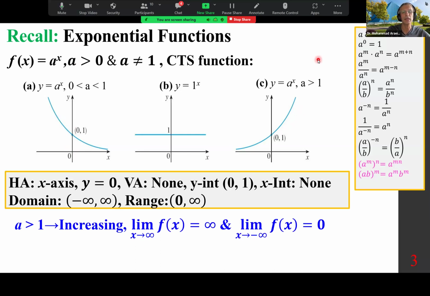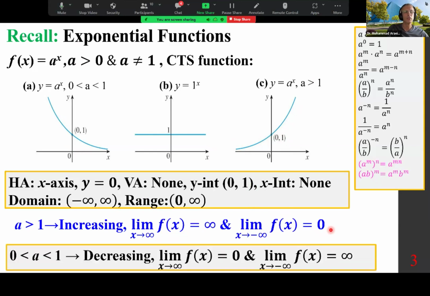When a is larger than 1, you say it's increasing or an exponential growth. And in that case, as x goes to infinity, so does y. The limit of f of x as x approaches infinity is infinity. And in this case, as x goes to negative infinity, the limit of f of x is 0, which gives rise to the horizontal asymptote y equals 0.